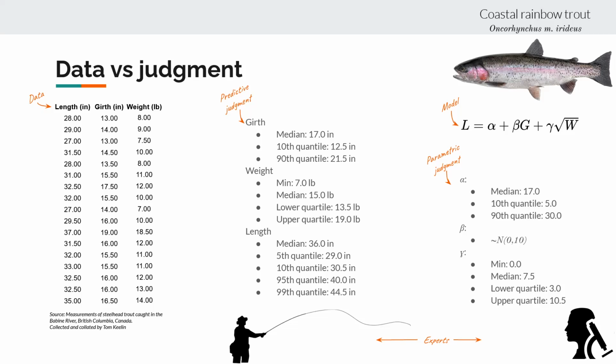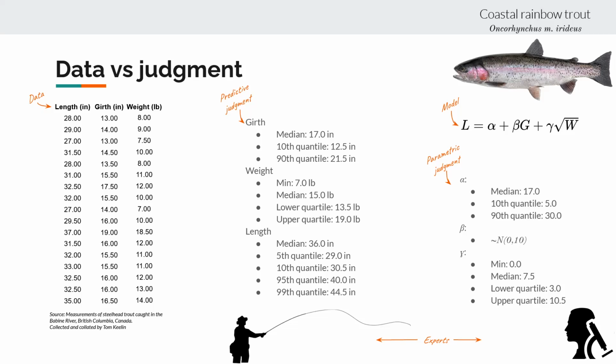And then we talk to the biologist, that's the third picture there, and we ask him to describe how do I find out the length of the fish. And he, based on his judgment, based on his understanding of the fish biology, said, well, it's linearly dependent on the girth of the fish and the square root of the weight. And therefore, he postulated that model and gave us parametric judgment, which is a distribution around the parameters.